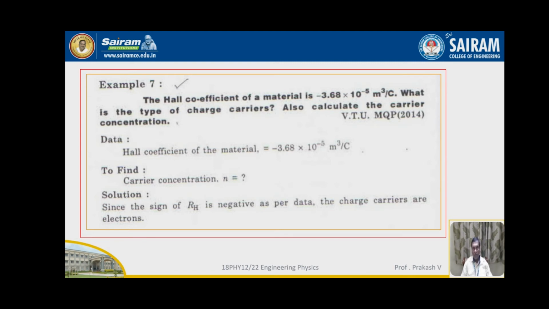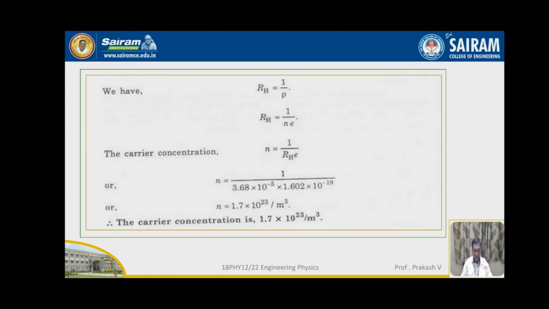Since the value of RH is negative, the charge carriers are found to be electrons here. And next we have a formula: RH is equal to 1 by rho, and the value of rho is nothing but N into E. So RH is equal to 1 by N into E. So the carrier concentration N can be written as 1 by RH into E. Therefore N can be calculated after substituting all the parameters.